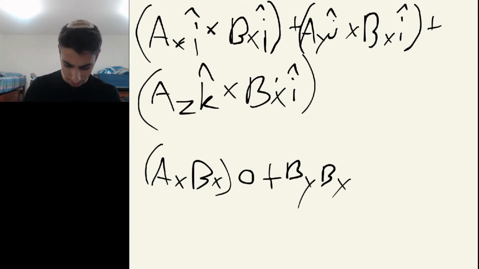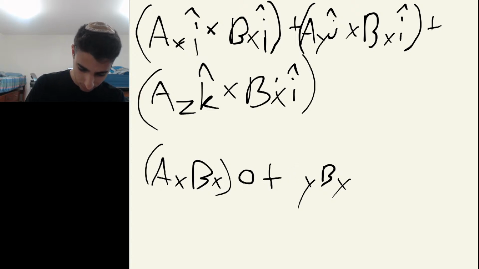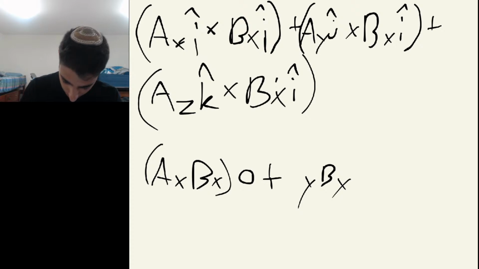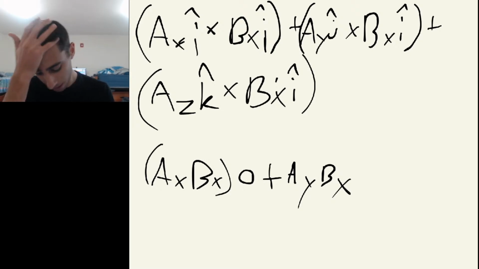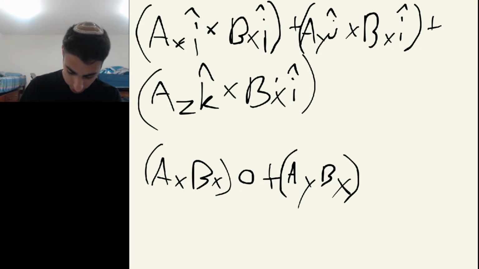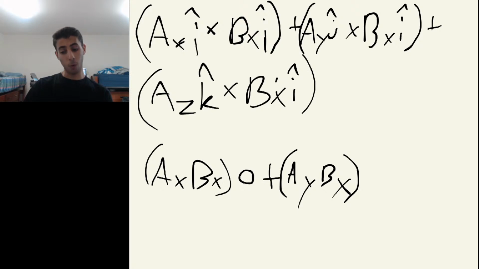Not BY times BY, but rather AY times BX. AY times BX, this doesn't make any sense. BX and AY, times the cross product between I and J. What is the cross product between I and J? Again, it's going to be 1 times 1 for the magnitudes times sine of theta. Theta is 90 degrees, so the sine of theta would be 1. So the magnitude of this vector is going to be 1.